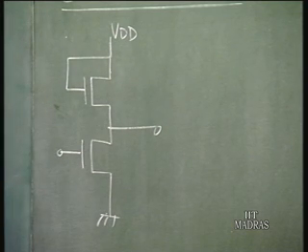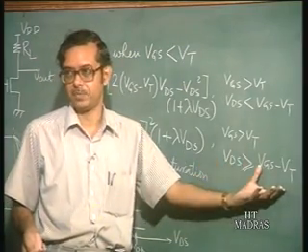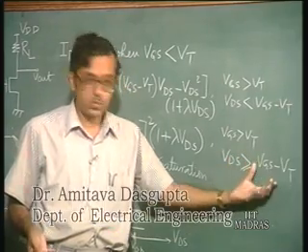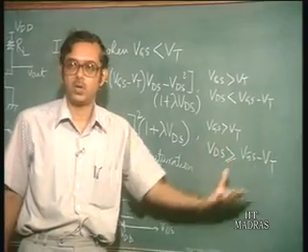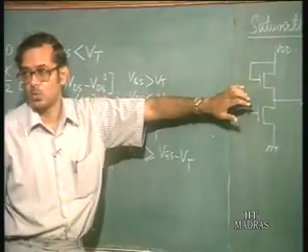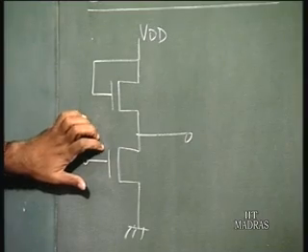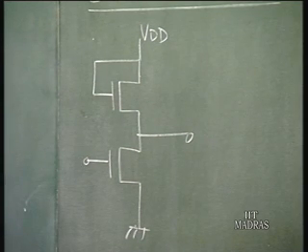So what does it mean if the gate to drain is shorted? It means VDS is equal to VGS. We have already seen that the transistor goes into the saturation region when the drain to source voltage is greater than VGS minus VT, and if the drain to source voltage is equal to gate to source voltage, then obviously it will always be greater than VGS minus VT, which means that this particular transistor would always be in saturation. So if this is the load device, what is going to be the output characteristics?